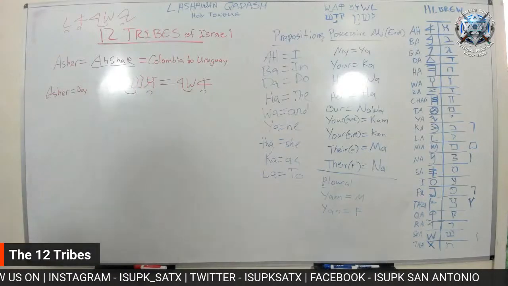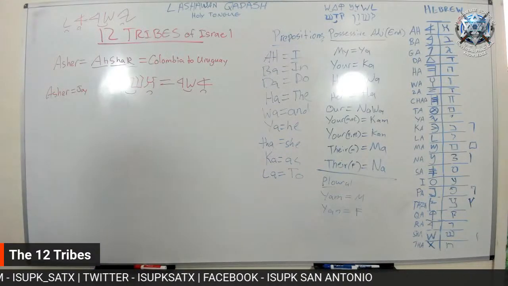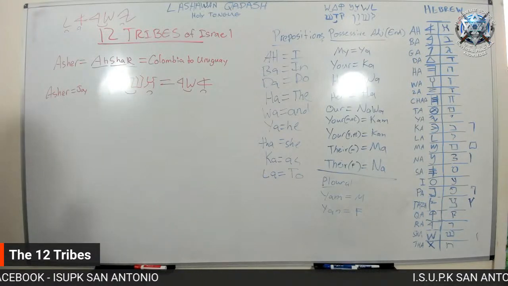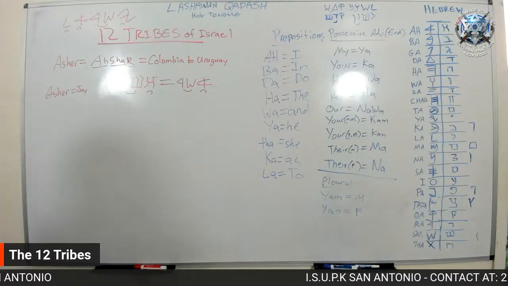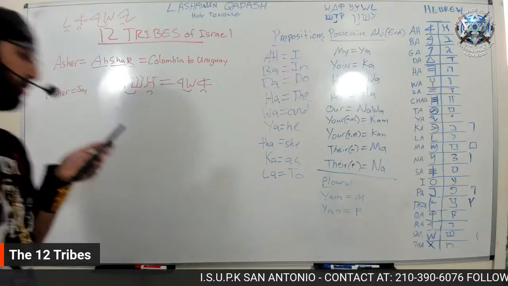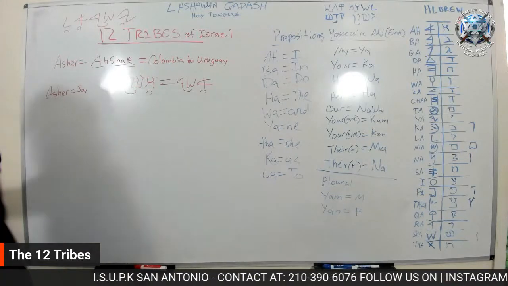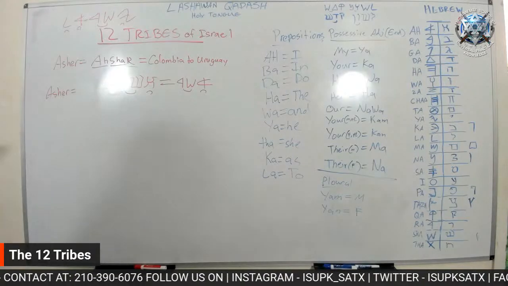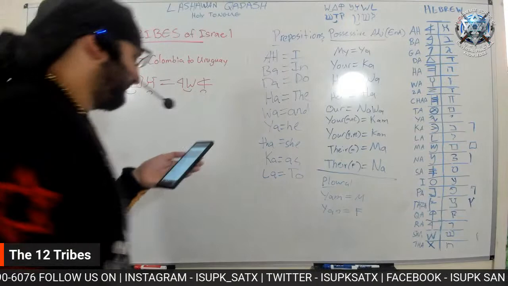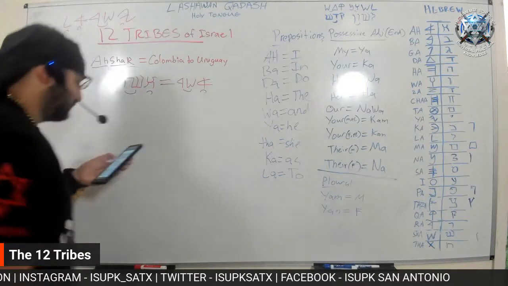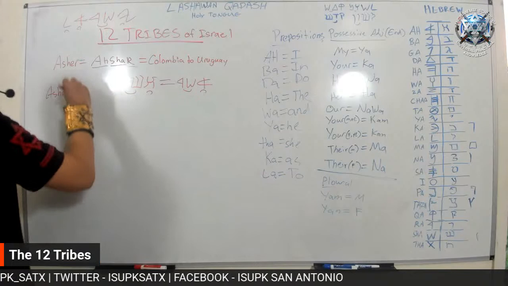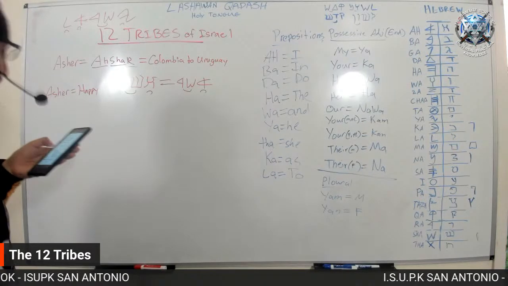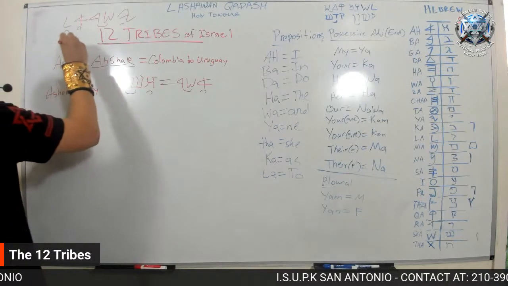Okay. Now we know how to write it. So let's get it in the scriptures. So Ashar, or Asher, is first seen in Genesis chapter 30. Go ahead and go to verse 13. This is the book of Genesis, chapter 30, verse 13. And Leah said, "Happy am I, for the daughters will call me blessed." And she called his name Asher.